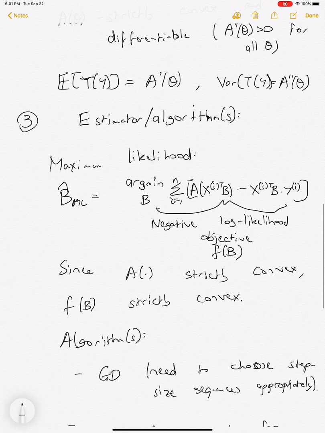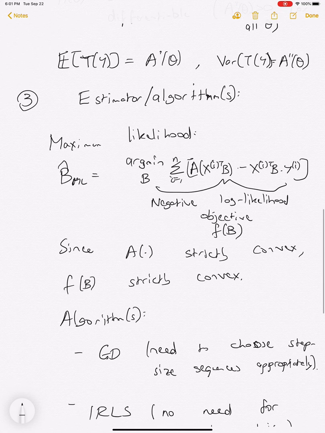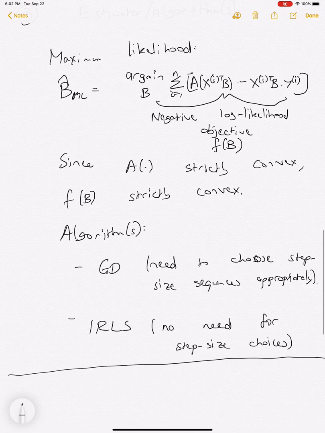Okay, and then the last lecture and a bit of the lecture before focused on estimators or algorithms. So remember that we focused on the maximum likelihood objective function, or in particular, we're trying to minimize the negative log likelihood objective, because maximizing the likelihood is equivalent to minimizing the negative log likelihood. And we end up with a form where we have the log partition function, and then we subtract a linear function involving b. Since a is a strictly convex function, the overall objective f, which is the negative log likelihood, is also strictly convex. And that's extremely useful in terms of developing properties.